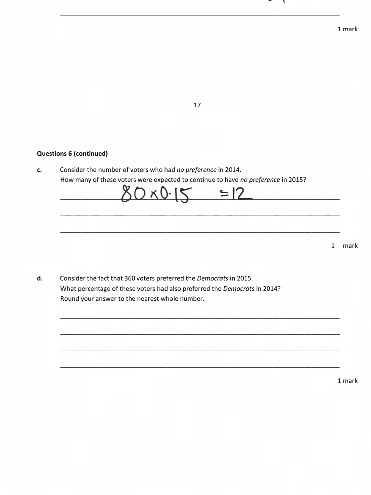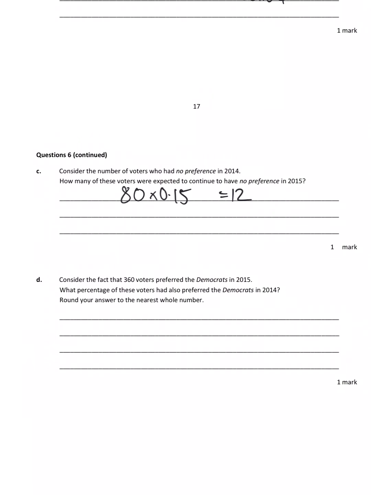All right, consider the fact that 360 voters preferred Democrats in 2015. What percentage of these voters had also preferred the Democrats in 2014? Round your answer to the nearest whole number. So this is like one of those questions where, if you ever see the percentage of these voters sort of thing, it just means what percentage will contribute. So we know that 360 voters will be in the Democrats the next year.